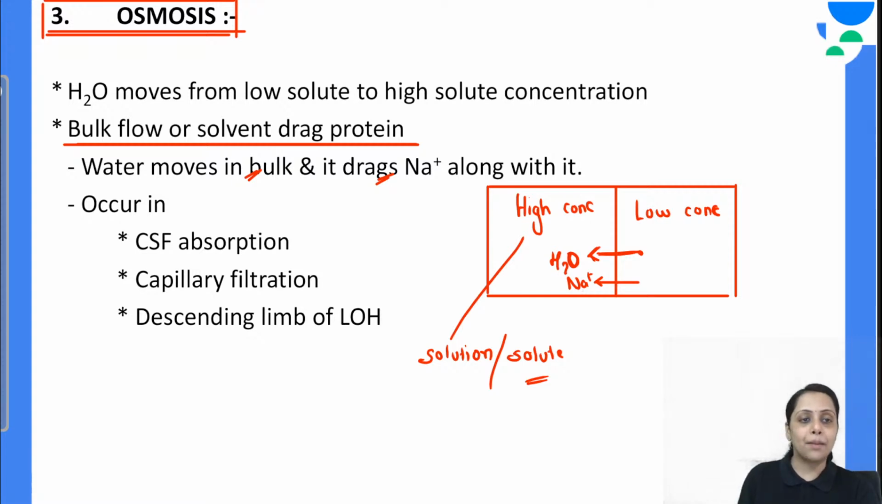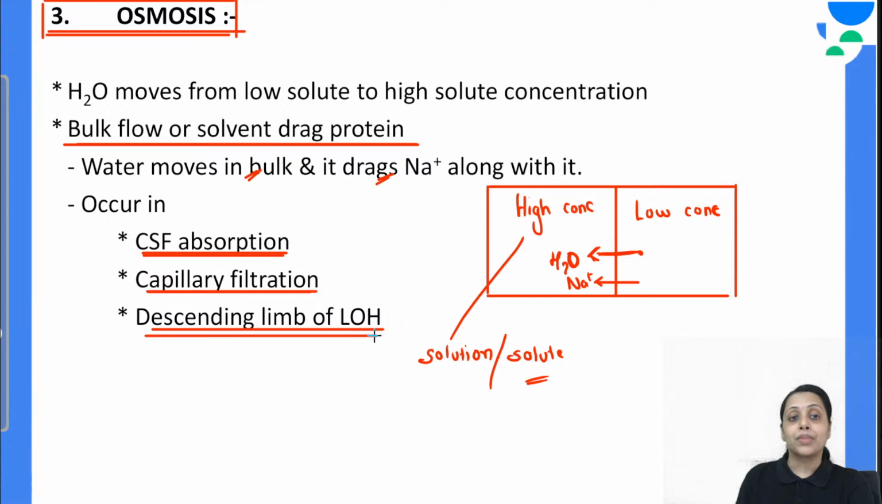Now coming to the examples of osmosis: CSF absorption, capillary filtration, and the descending limb of loop of Henle, which is permeable to water, are the classical examples of osmosis. Do remember these examples are important: CSF absorption, capillary filtration, and the descending limb of loop of Henle. These are the classical examples of osmosis.